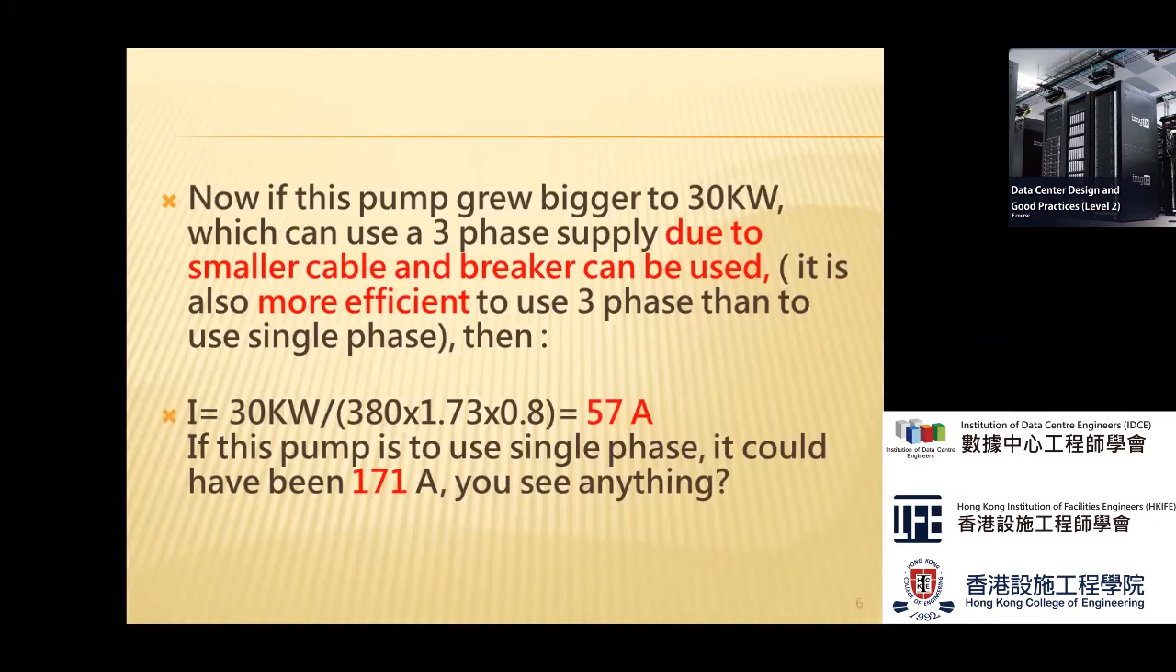So if we remember, if you use a three-phase supply, the cable size could be smaller, and the breaker protecting the cable can also be smaller. So it is also more efficient to use three-phase than single-phase, as we mentioned before. So in this case, our current I equals 30 kilowatts, which is the power here, divided by 380 volts, divided by the square root of 3, which is 1.73, divided by the power factor 0.8. You'll find that it is 57 amp.